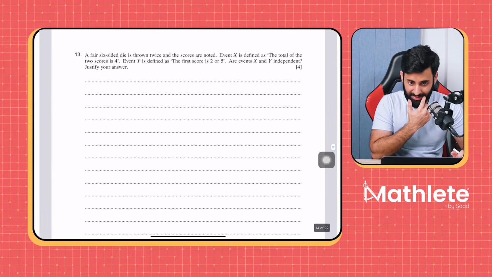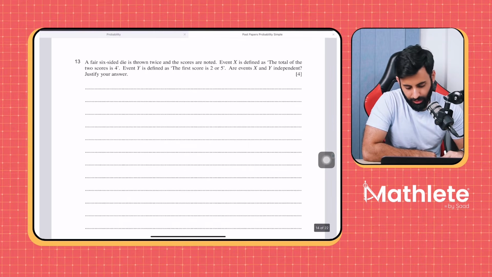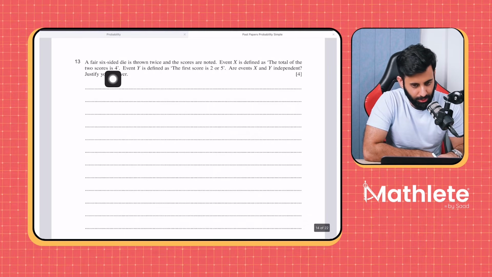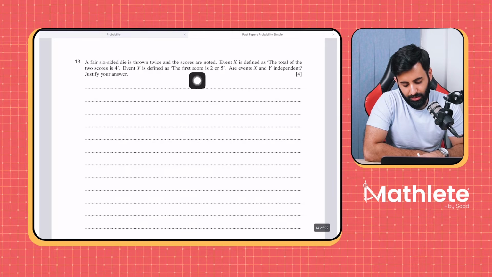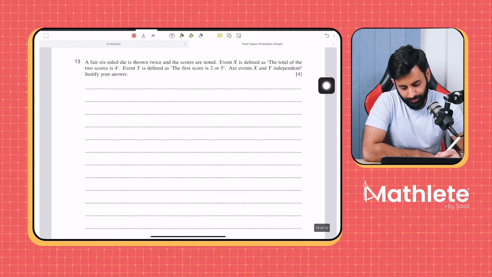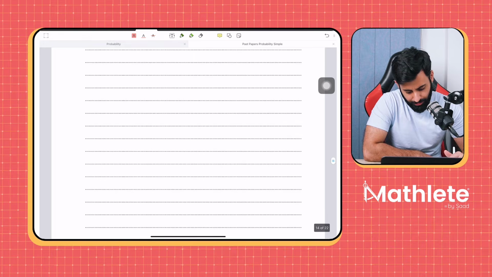A fair 6-sided die is thrown twice and the scores are noted. Event X is defined as the total of the two scores is 4. Event Y is defined as the first score is 2 or 5. Are events X and Y independent? 4 marks. And just so you guys know, this is from May June 2019, paper 6, variant 1.